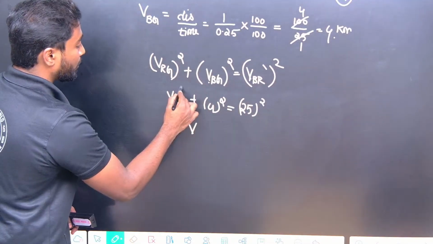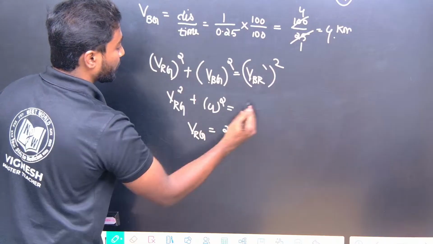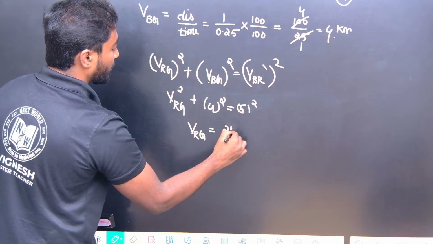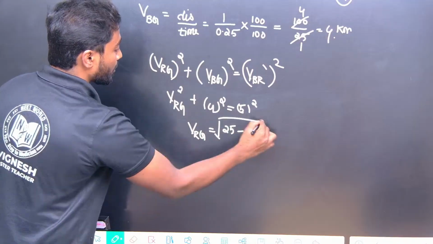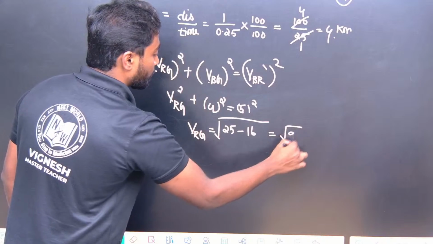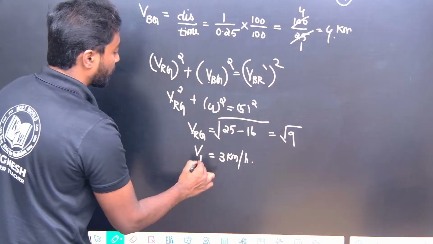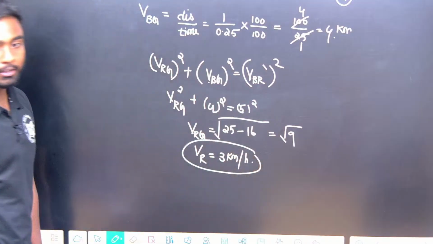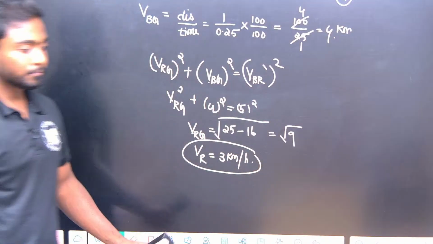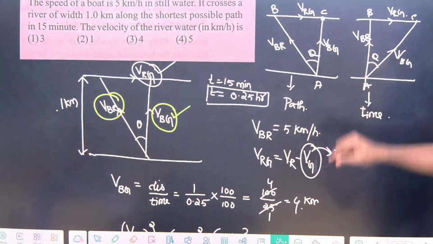So, velocity of the river with respect to ground is equal to, this is 5 square, so 25 minus 16 under root. So, 9. So, under root 9 will be 3. So, 3 kilometer per hour is the answer for velocity of the river, velocity of the water. Got it? You can note it down.